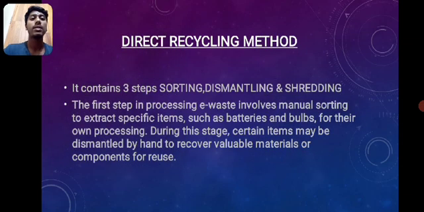The last method is the direct recycling method. It contains three steps: sorting, dismantling and shredding. The first step is processing e-waste, which involves manual sorting and the extraction of specific items such as batteries and bulbs for their own processing during this stage. Certain items may be dismantled by hand to recover valuable metals or components for reuse. After these steps, the metal is recycled and recovered.